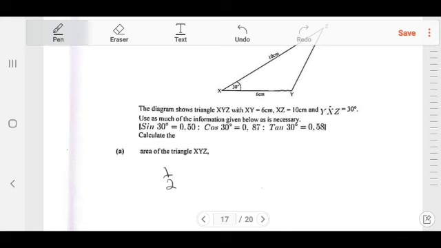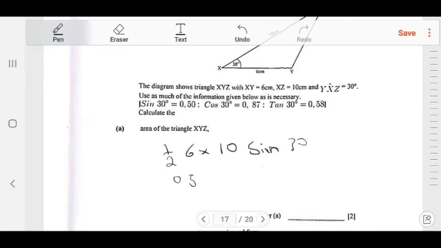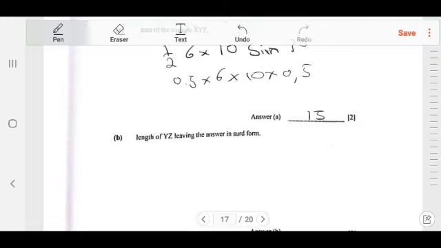So it's half ab, which is half times 6 times 10 times sine theta. Our theta is what? It's 30. So we have 0.5 times 6 times 10 times 0.5, which gives us 15 square centimeters.